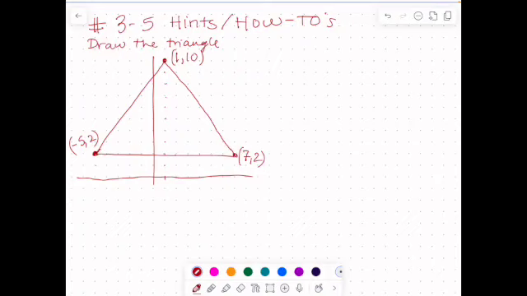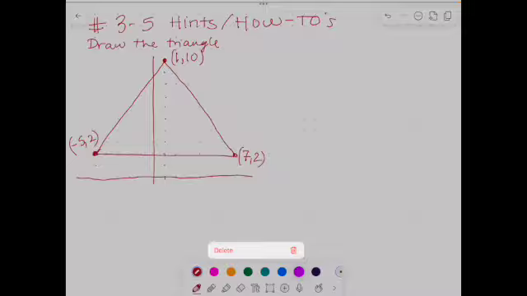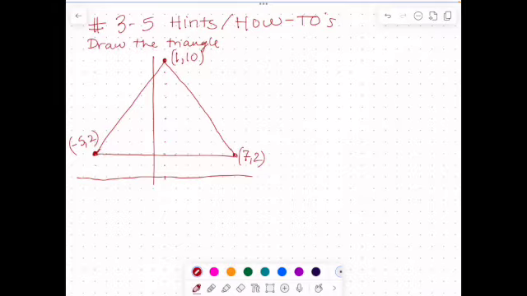So the first hint is to draw the triangle. Then we are going to figure out midpoints. So step 1, draw the triangle. Step 2, midpoints.